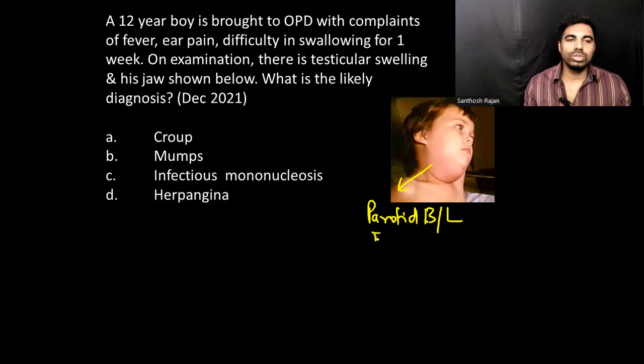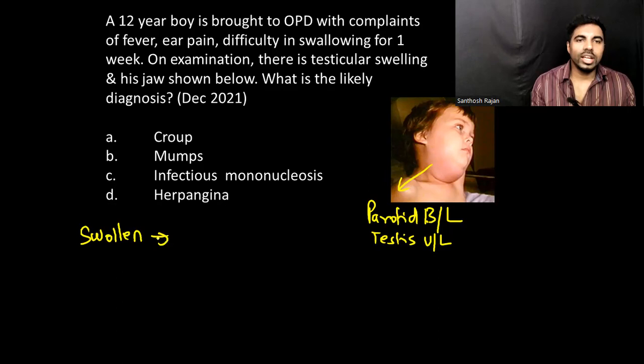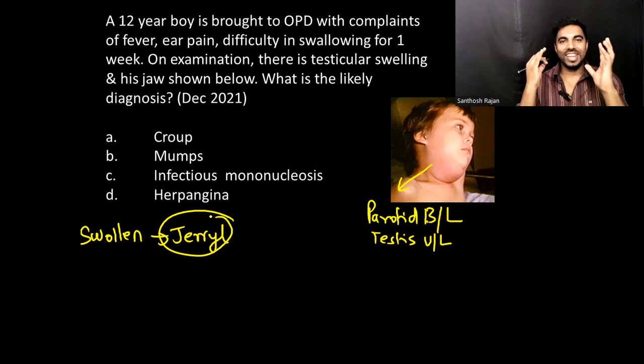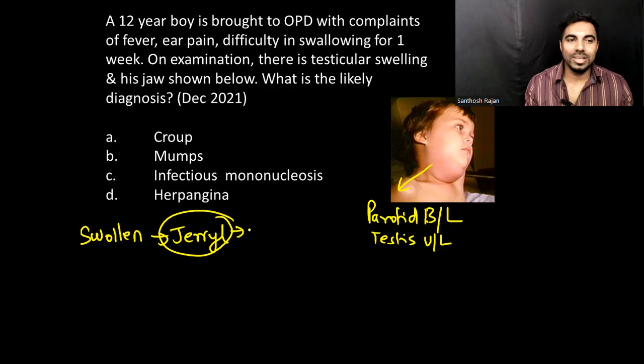So what is this? Usually testicular swelling is unilateral. When anything is big and swollen, I call him Jerry. Jerry is the guy for whom everything is big, big, big. Anything bumpy, jumpy, I call Jerry. I already gave you a clue: that is your mumps. He's very bumpy, mumpy. Everything big and mumpy.